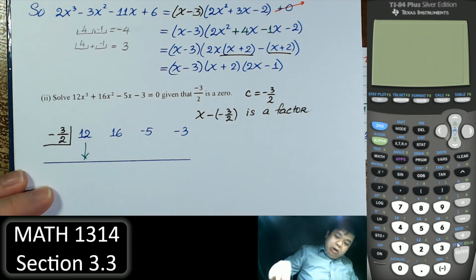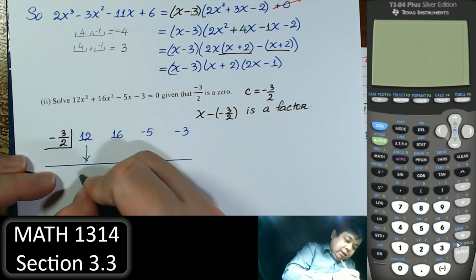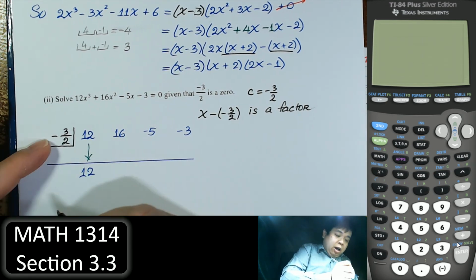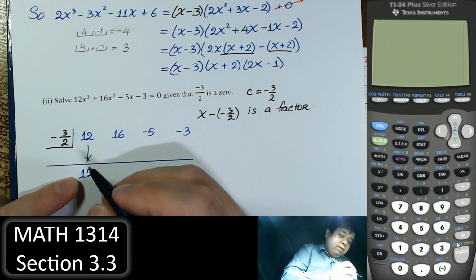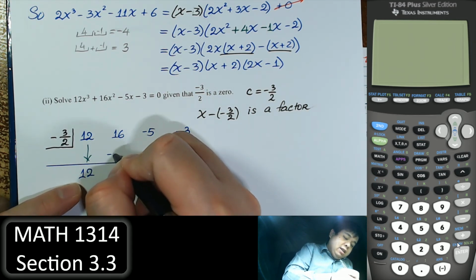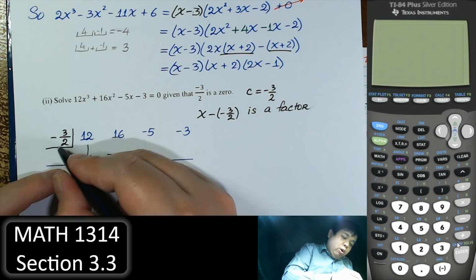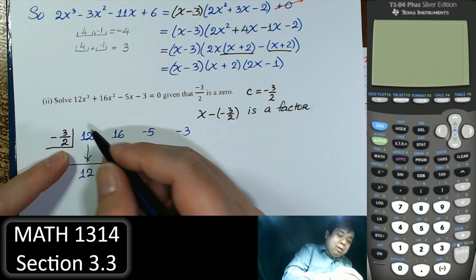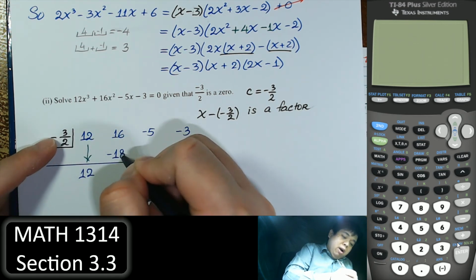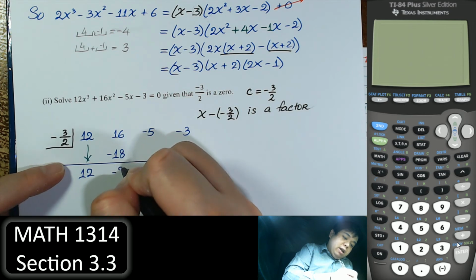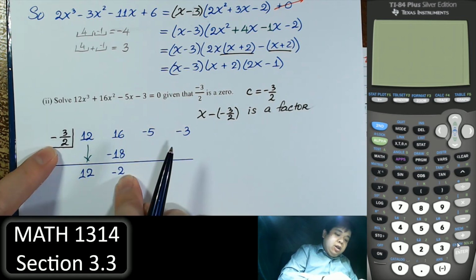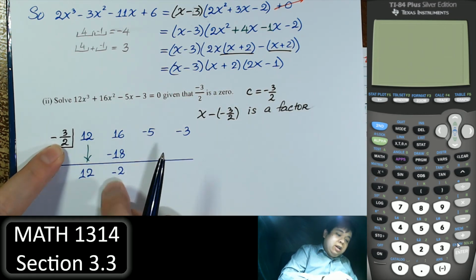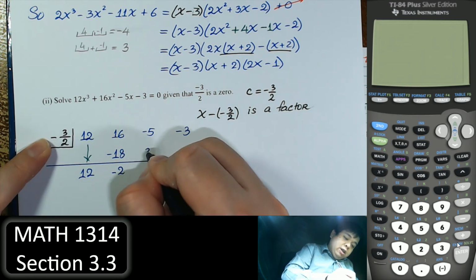Drop down the 12. 12 times negative 3/2, that's negative 18, since the 12 and 2 cancel out, 6 times 3 is 18 with the minus. That gives us negative 2. Negative 2, the 2 and 2 cancel out. Negative, negative, so that's just 3.